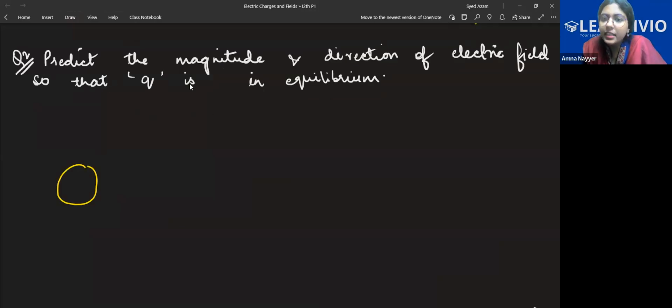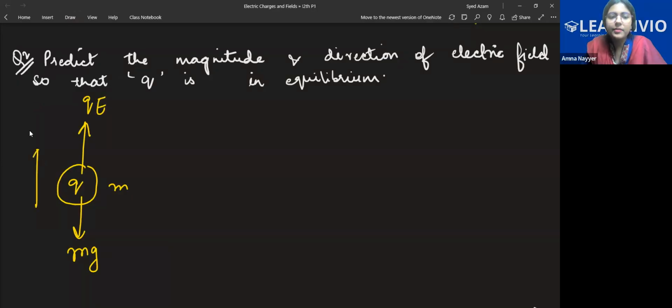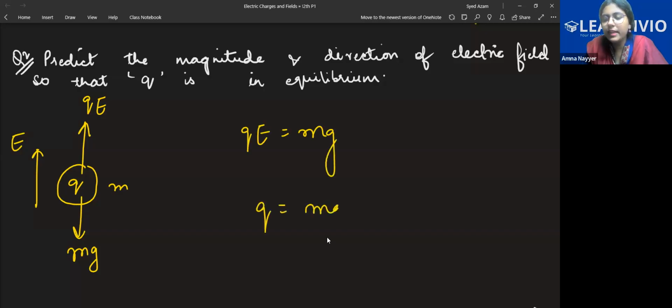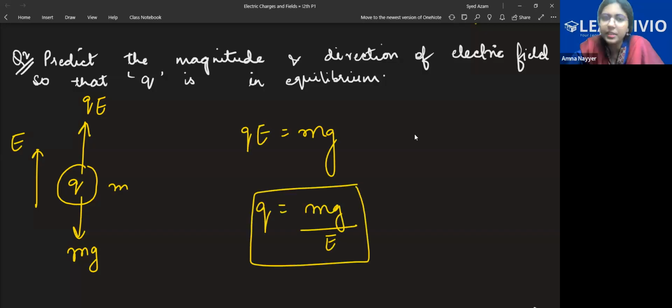This says predict the magnitude and direction of the electric field so that Q is in equilibrium. Q is a charge present with a mass m. So basically downwards you have the gravitational force. And if it is in equilibrium, the electrostatic force will be balancing it. It is present in an electric field. So QE will balance mg. So from here, the magnitude of Q will be mg divided by E. That's it. This was one of the questions in your previous year's board examination.